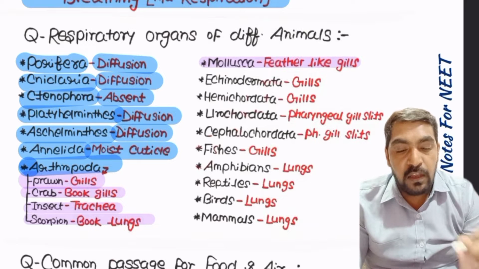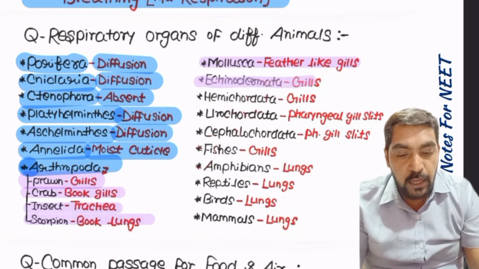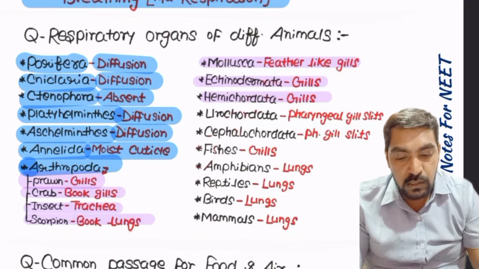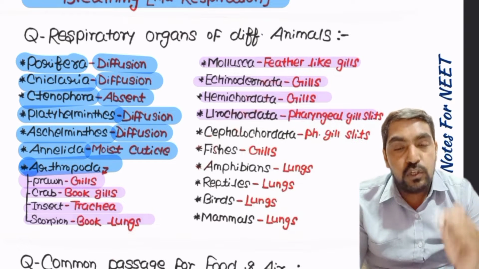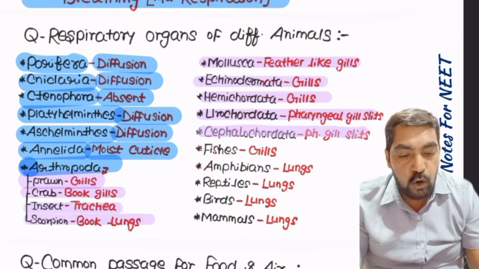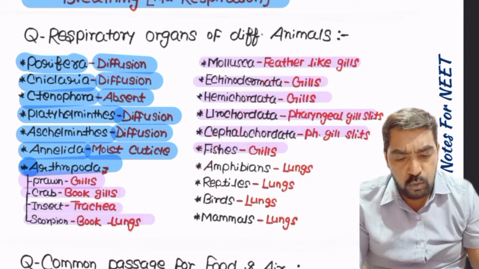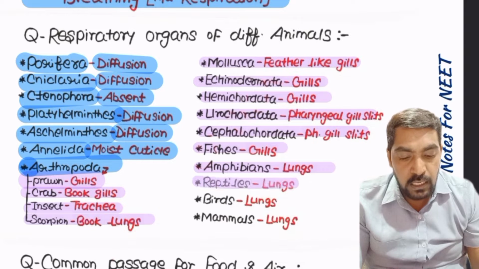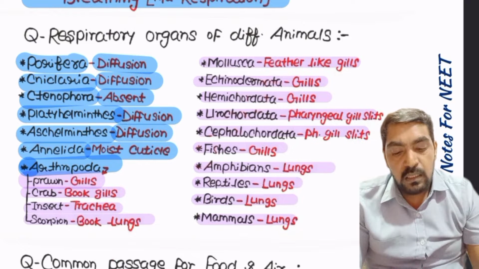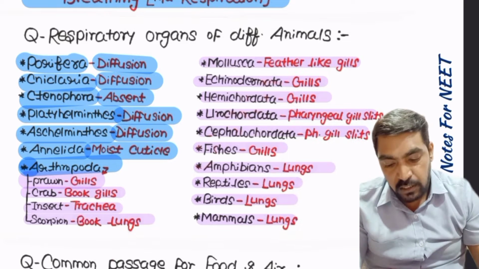Molluscans, they have feather-like gills. Echinodermata, they all have gills. Hemichordata, they respire through gills. Urochordata have pharyngeal gill slits. Cephalochordata, pharyngeal gill slits. Fishes, we all know, respire through gills. Amphibians, reptiles, birds and mammals, they all respire through their lungs.